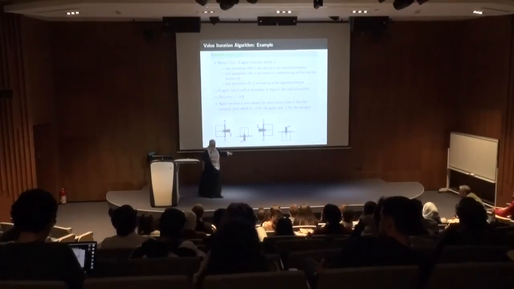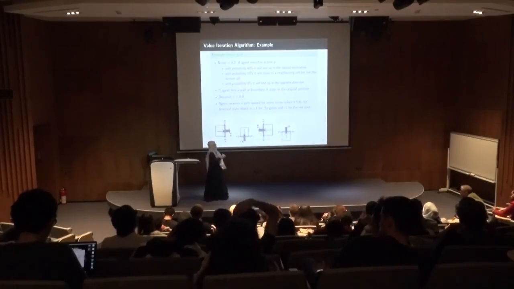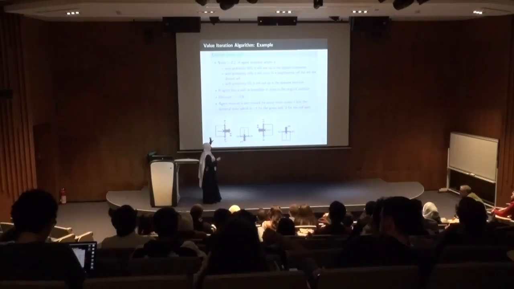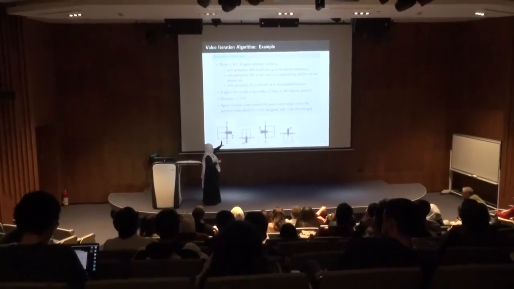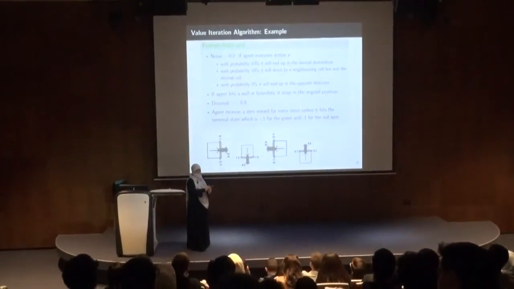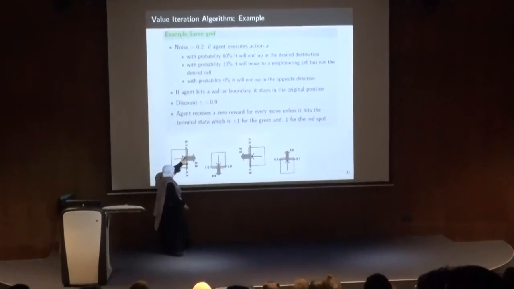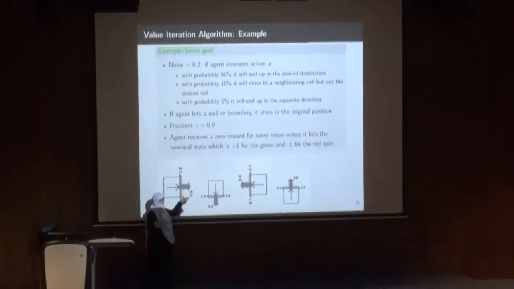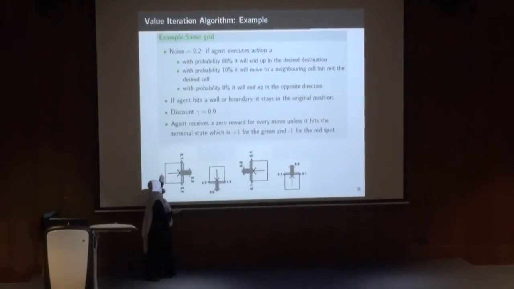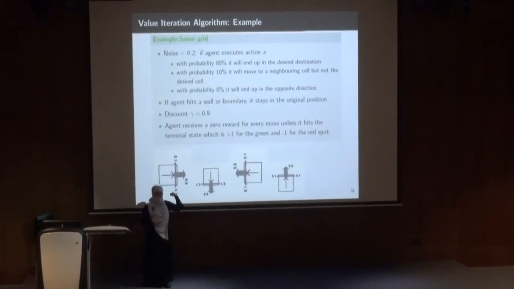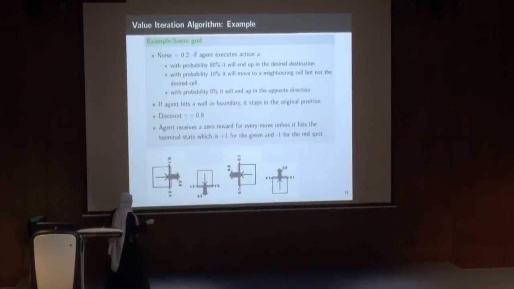So let's go to the example. Assume that with probability 80%, if I executed a certain action, I will end up in the desired state. With probability 0.1, I will go to the neighboring states, and I have no probability of going backward. So this is the problem.